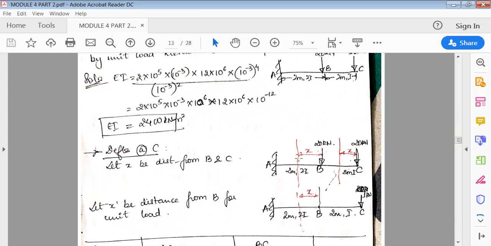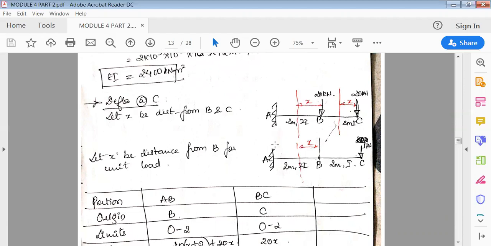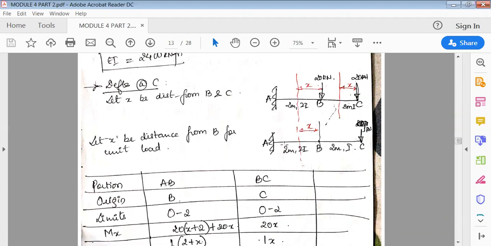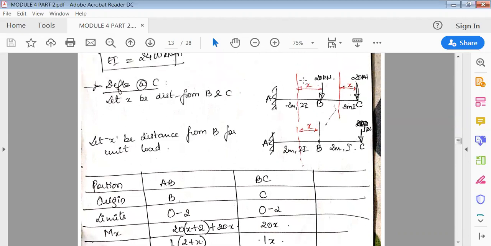Okay, so first in the original beam, what we'll find is the deflection at point C. So let x be the distance from BC. Again as usual, because there are two loads, an important thing is there are two different values of I. One is I here in BC, and in AB it is 2I. So as usual, first we'll find out. This is the original beam, we're cutting this original beam, and next is this unit load beam, so only at point C I'll apply unit load 1 kilonewton.